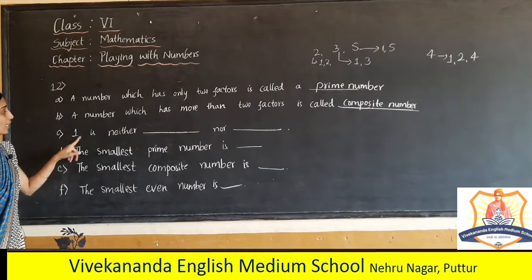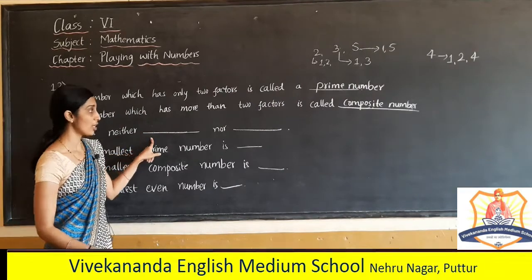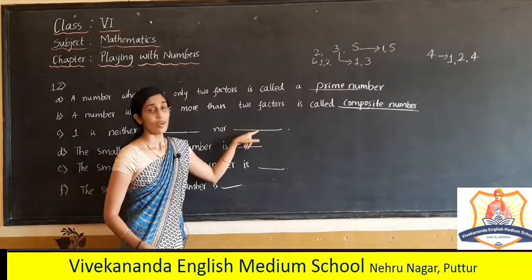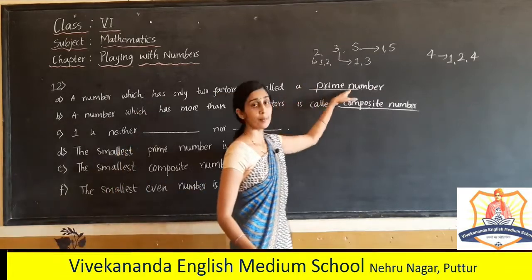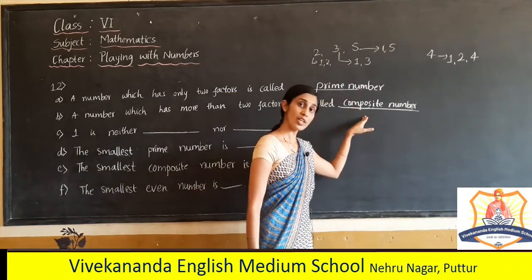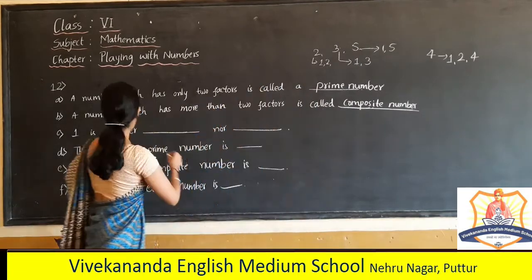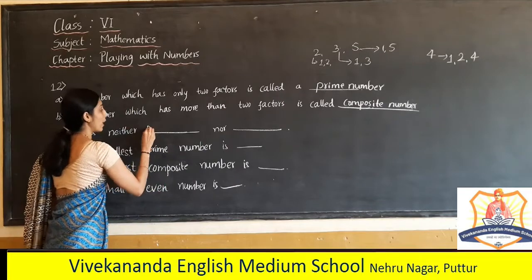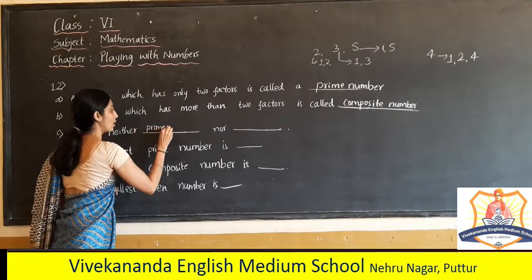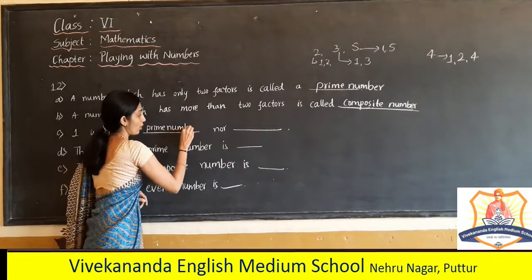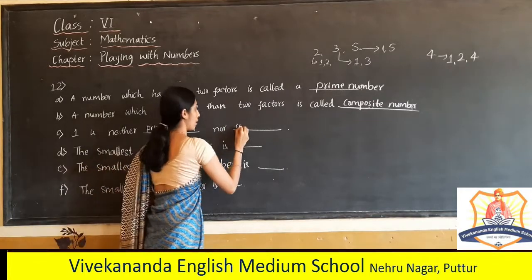Next, 1 is neither prime nor composite. Whether it is included in the prime numbers? No. It is not included in the composite numbers category also. So it is neither a prime number nor a composite number.